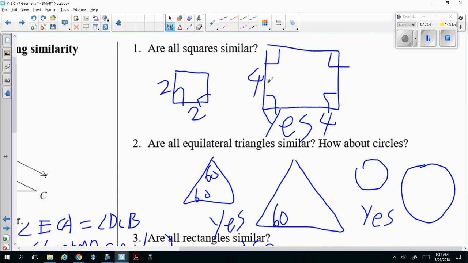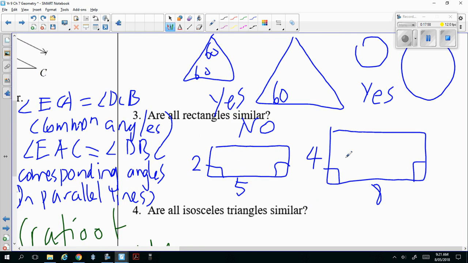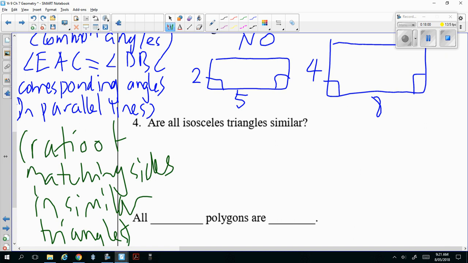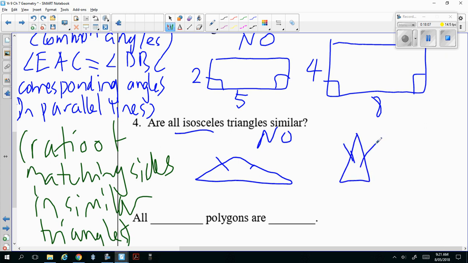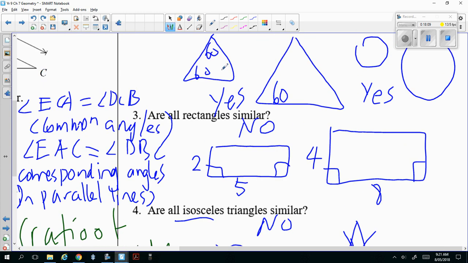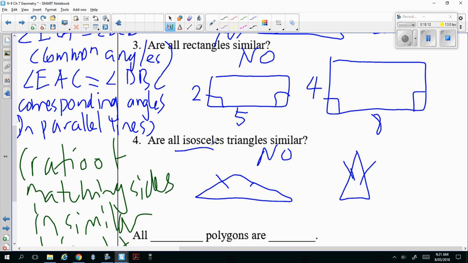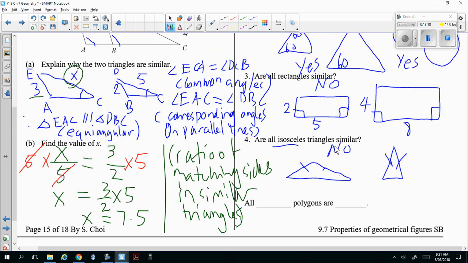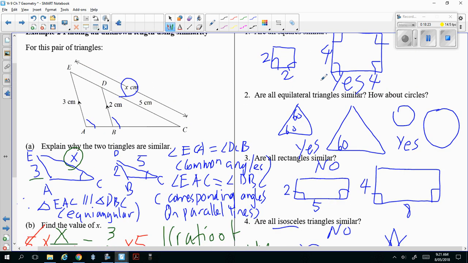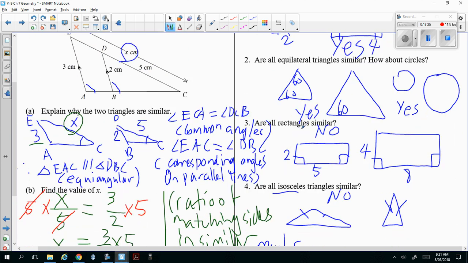How about isosceles? No, because you could have something like this, but something like this, right? But equilateral, you have to be similar. So no for isosceles. So we see something about similar shapes, there has to be regular. If you got any regular polygon, just like the square and the equilateral triangle, they are all similar, as long as they are regular. All regular polygons are similar.